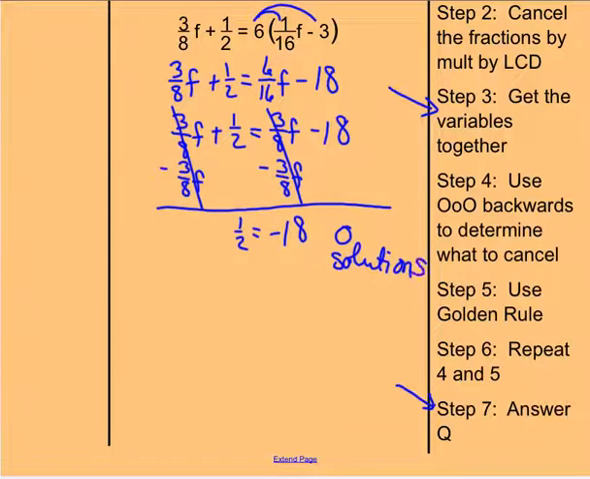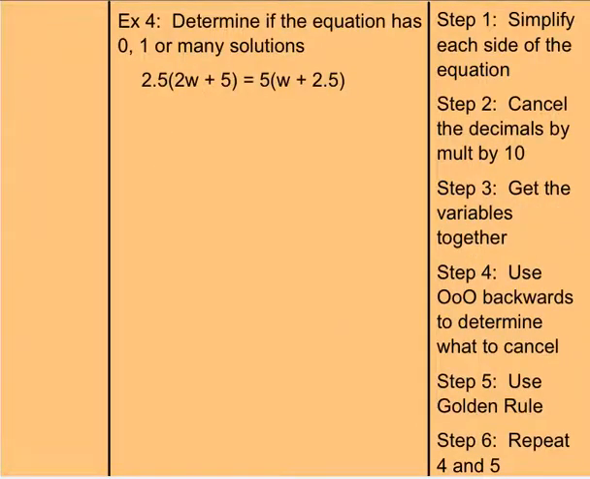Another way to write that is with something called the empty set, and it's just a 0 with a slash through it. So if you don't want to have to write out 0 solutions every time, you can use that shortcut. Last example, we're going to look at some decimals.